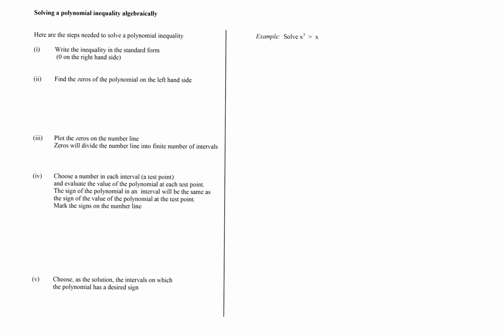The first step in solving an inequality is to write it in the standard form, that is, to write it in such a way that the right-hand side is 0. If you look at our example, we have x cubed greater than x. It is not in the standard form, so before we attempt to solve it, we'll write it in standard form. Subtracting x from both sides will give me x cubed minus x greater than 0.